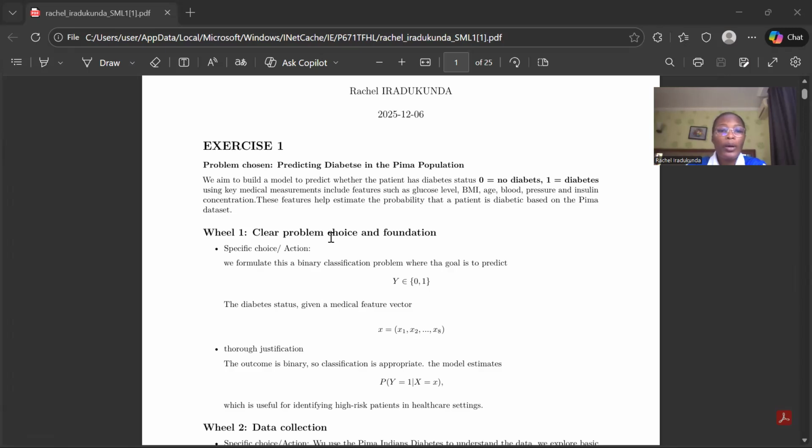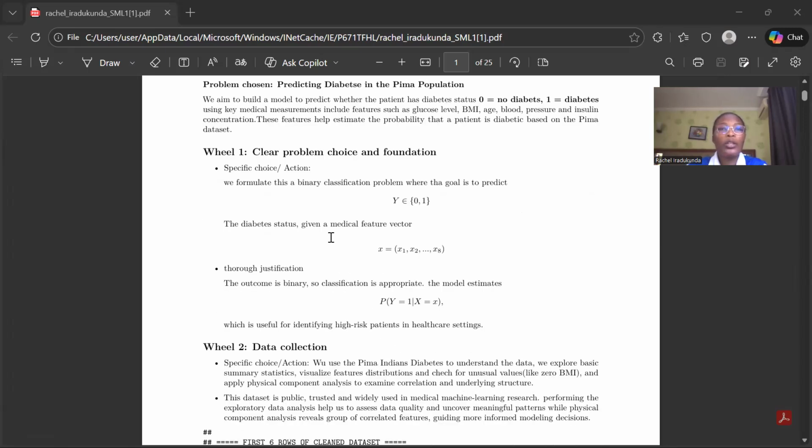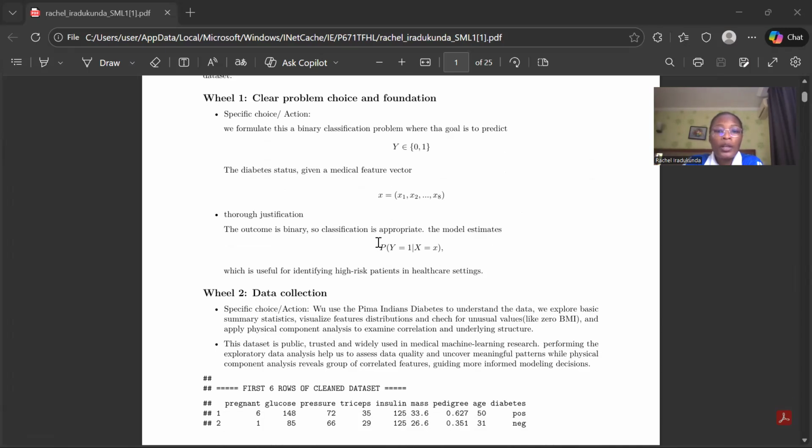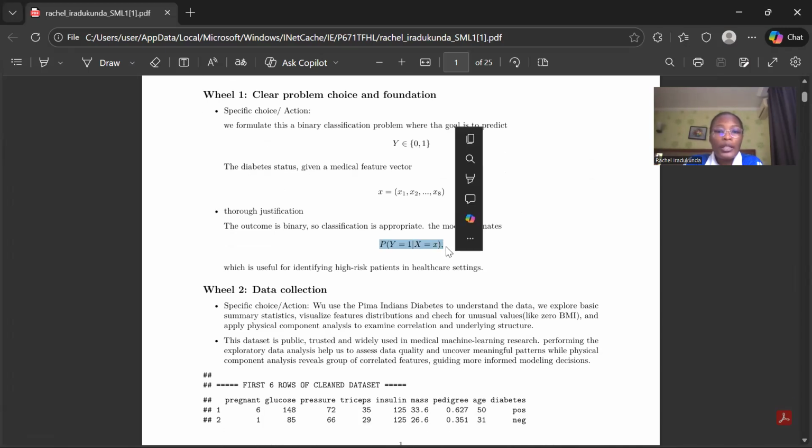So rule number 1 is the formulation of the problem. As I said, we formulate this as a binary classification problem, so this will predict 0 and 1. This dataset has 8 variables, as I said, 8 features. This is the way we predict the probability that you have diabetes.